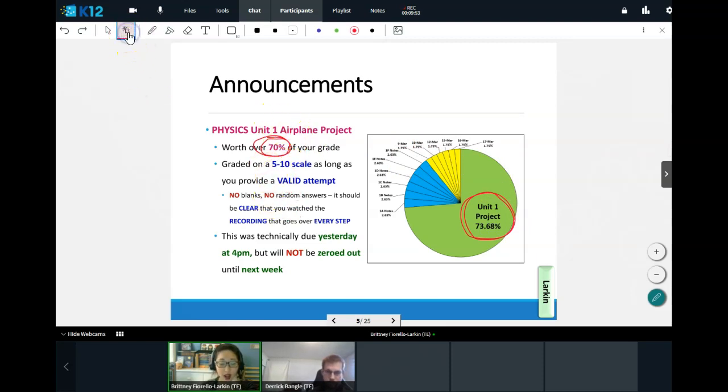So please make sure that you submit your Unit 1 airplane project. Don't forget that these are graded on a scale that benefits you. They're graded on a 5 through 10 scale, which means as long as you provide a valid attempt, meaning you don't have any blanks and you don't have any random or nonsense answers, because that means that you just filled it in silly, then the lowest grade you can get is a 50%.